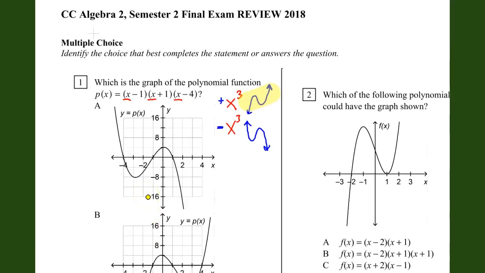So the second thing is just solve these factors. So you want to know, where do these equal 0? So where does x minus 1 equal 0? Where does x plus 1 equal 0? All right, that'll give us the zeros, or also called the roots or the solutions. So we're looking for the polynomial that goes through x equals 1, x equals negative 1, and x equals 4.